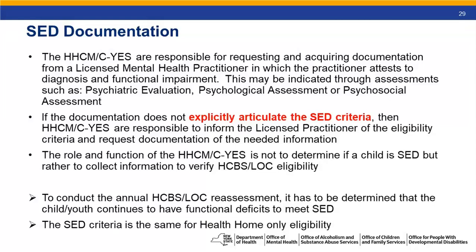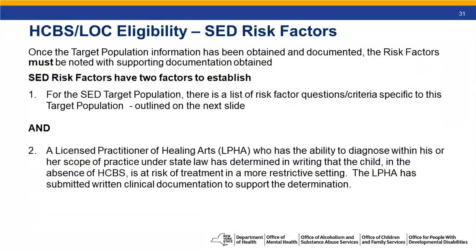So if you have this for the child in health home, or if you're gathering this documentation for HCBS, then it would also meet the health home eligibility. So now you have the HCBS eligibility target population, where you have the child under the age of 21, they have the appropriate mental health diagnosis, and the licensed mental health professional has determined that the child is SED. You have that documentation with you.